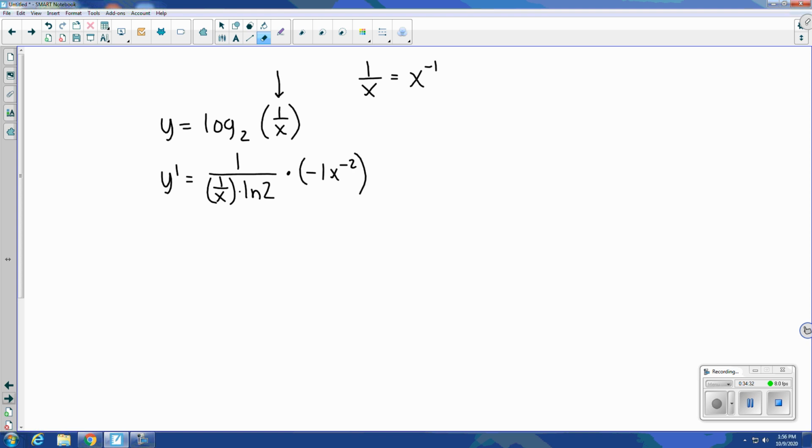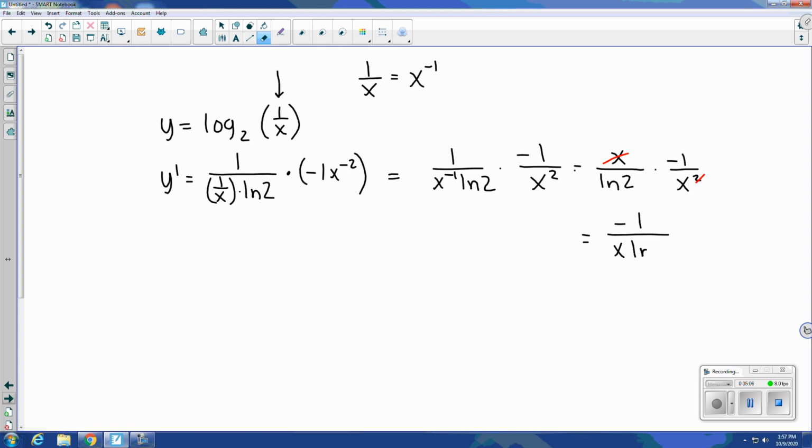Let's clean this up. So we have 1 over, we're going to call 1 over x, x to the negative 1, ln 2 times negative 1 over x squared. We're then going to bring that x to the negative 1 to the numerator. So we have this. We'll get a cancellation here, and we will ultimately have negative 1 over x ln 2.